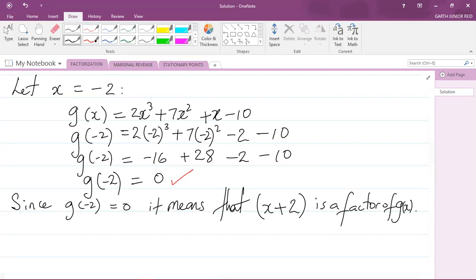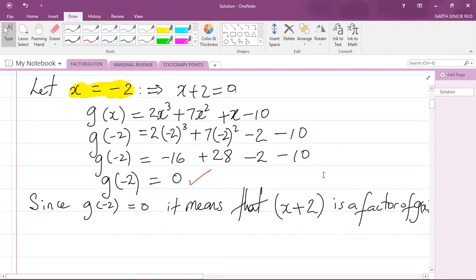All right? So you might be wondering where I got this x plus 2 from. Let's just look at the equation here. If I carry the negative 2 to the left-hand side, by adding both sides of the equation by 2, I will get x plus 2 equals 0. That's how I'm going to get the x equals negative 2 to substitute into the function g of x. So it means that x plus 2 is a factor. Great. Now we know that x plus 2 is a factor.